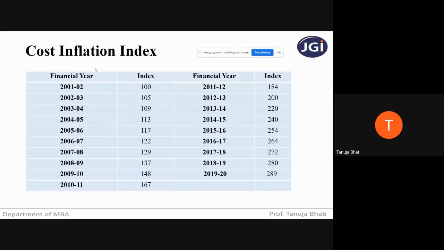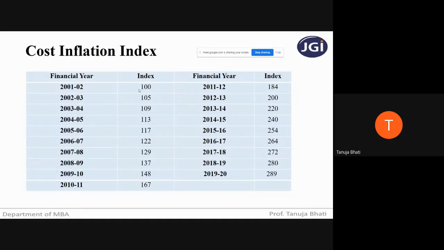And remember students, this chart has to be used only if it is a long-term capital asset. If it is a short-term capital asset, the indexation benefit will not be given. Only for a long-term capital asset will the indexation benefit be given. So this is very important.